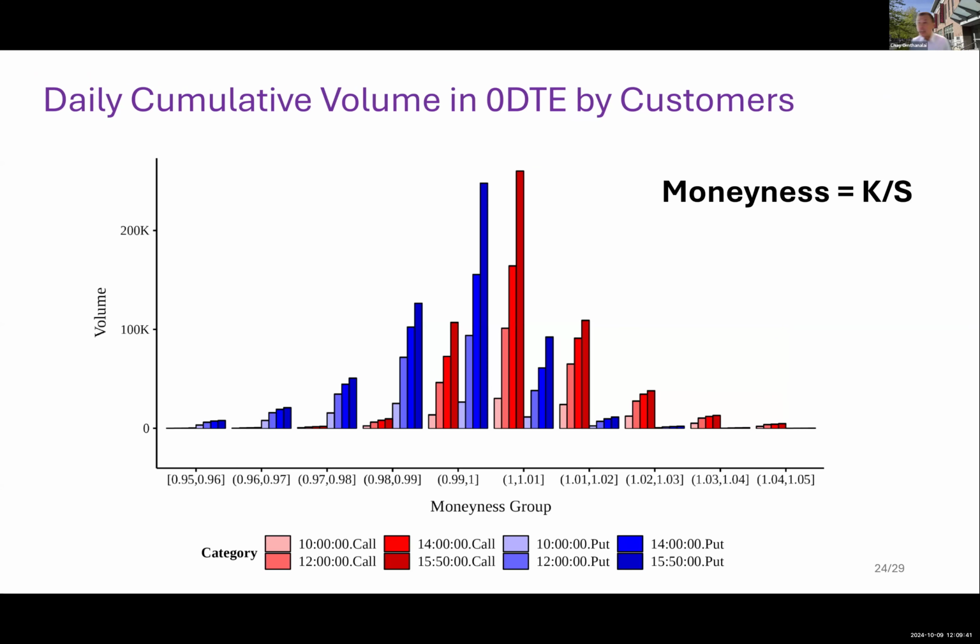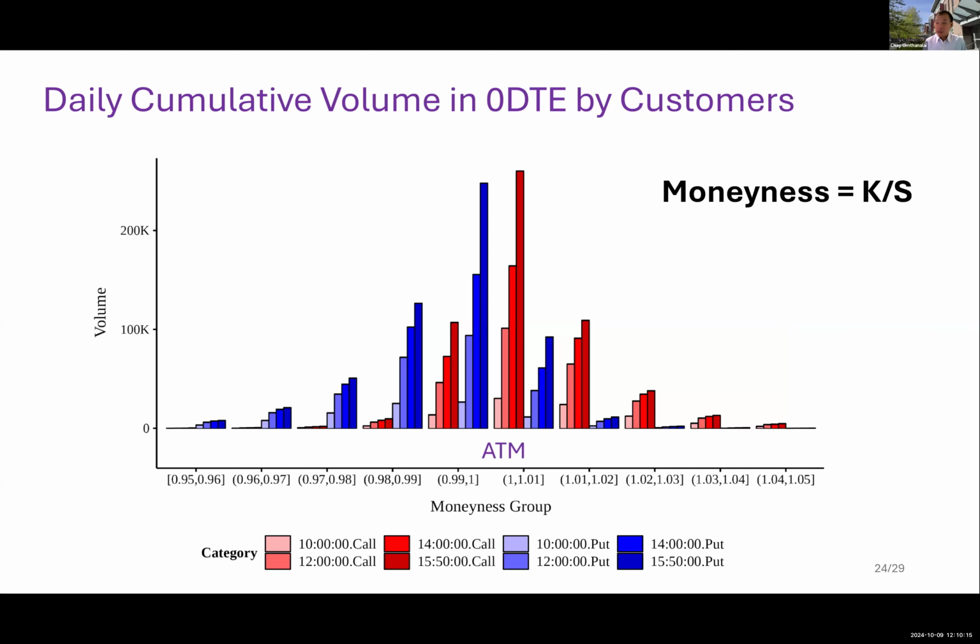And this is the daily cumulative volume in 0DTE by customers. I'm going to go through this plot a little slowly because there's a lot to unpack here, and there's a lot of information. So we try to show you how the volume develops on the day of expiration. The red line represents call, the blue represents put, and this is by moneyness on the x-axis, using end of the day moneyness to do this plot.